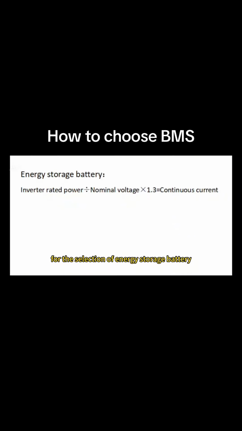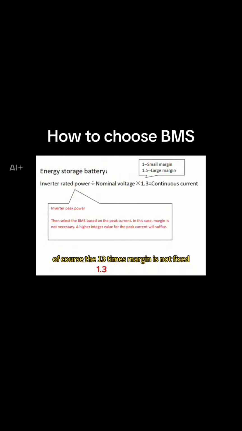The selection for an energy storage battery is a little different. This formula is used in the selection of the protection board for the energy storage battery. We can use the rated power of the inverter divided by our nominal voltage and multiply it by 1.3 times to get the continuous current. Of course, the 1.3 times margin is not fixed. You can choose according to your own situation. You can directly use 1 times or 1.5 times of the margin.